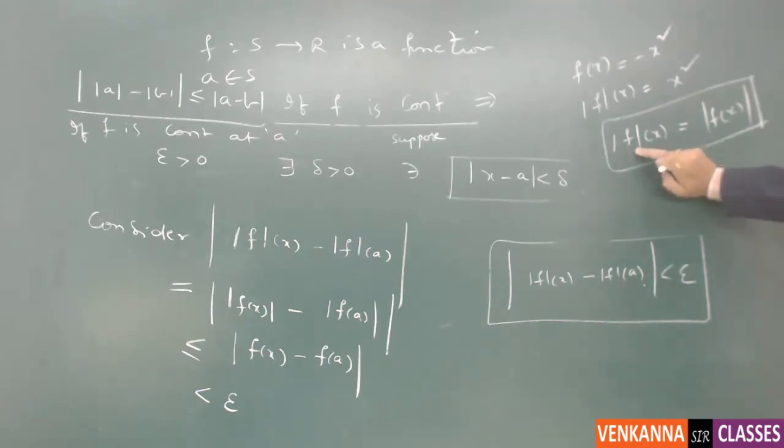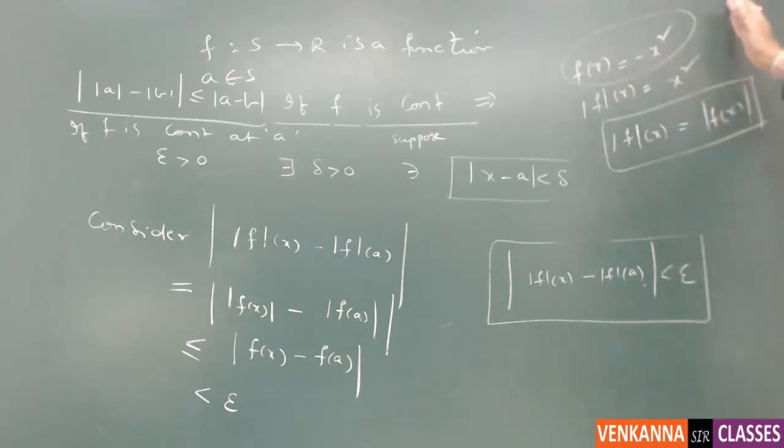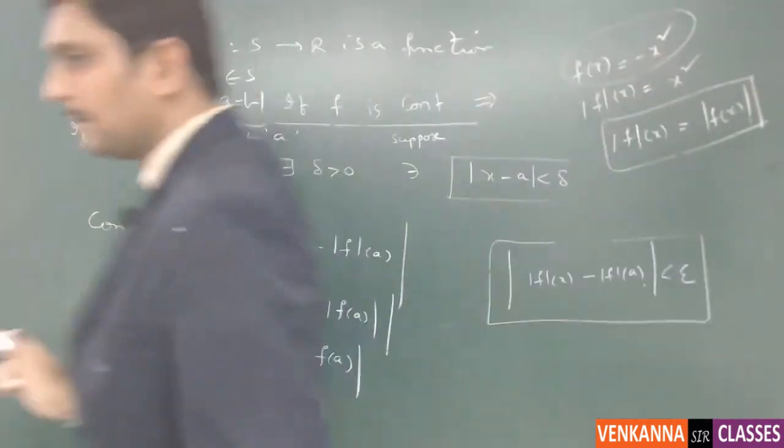How are we defining the modulus of a function? For the function value f of x, you are taking the modulus. So what is the idea here? If you take a function f, whatever may be the output result, we always consider the positive value of it. That is the actual interest under modulus. Clear?